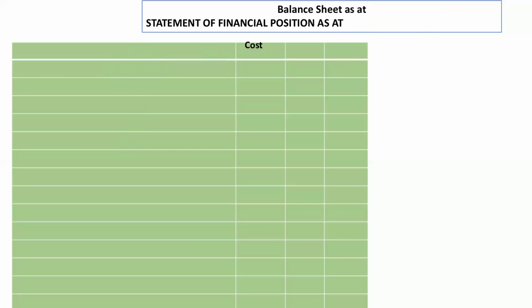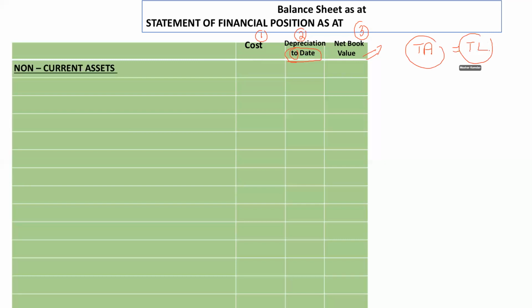Our balance sheet always starts with our non-current assets. So we have three columns in the balance sheet. The first column would be the cost of the non-current asset. The second column would be the depreciation to date. That means up to date, whatever depreciation we charge on the non-current asset. And the third column would be the net book value, which is the column that we consider when we try to show that our balance sheet is tallying, when we try to show that our total assets is equal to total liabilities.